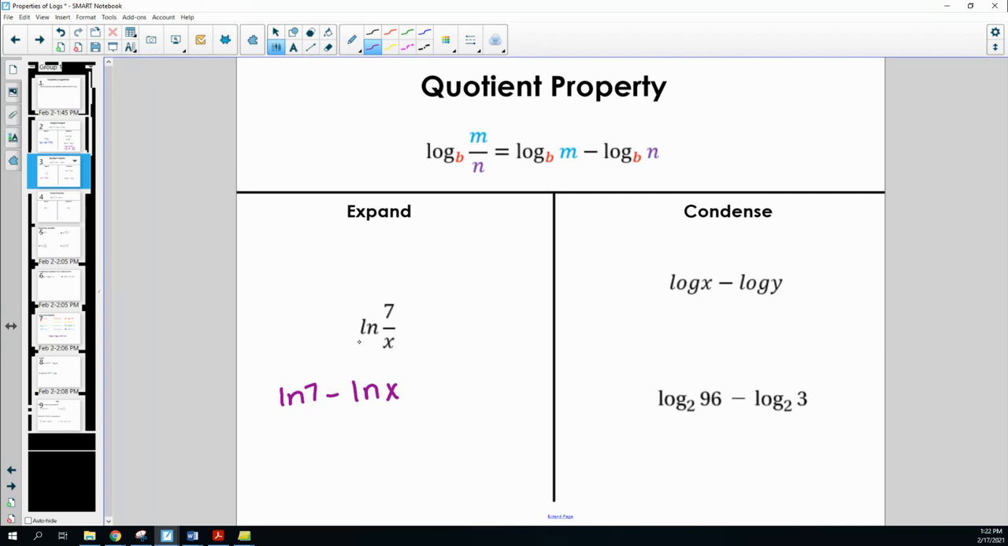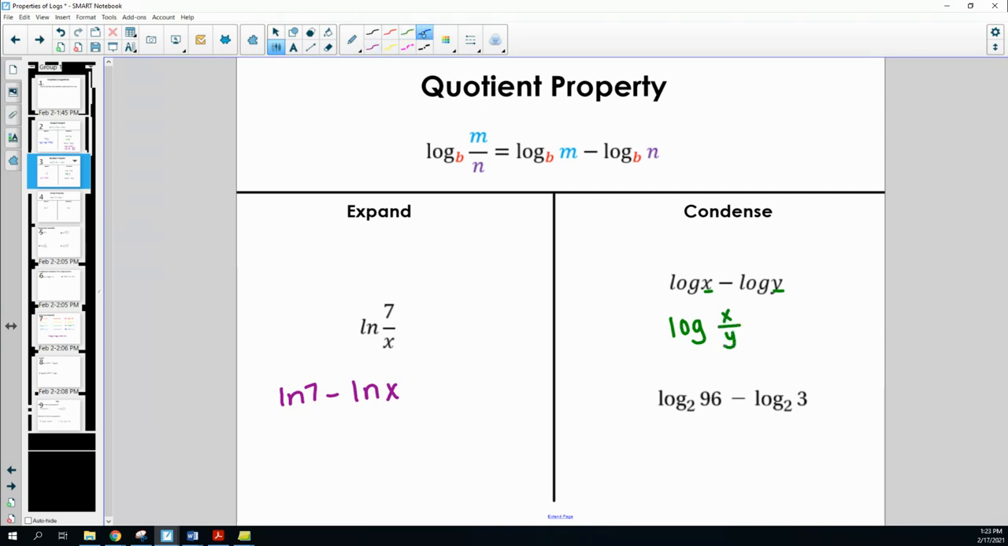Again, when we're expanding, we should have more than one log or ln written. When we are condensing here, because we have subtraction, we know we're going to use division because they go hand in hand. We check that the bases are the same. These are both common logs. The base is 10, so we're good. So we're going to write the word log one time, and then we're going to divide the x and the y. So x over y.